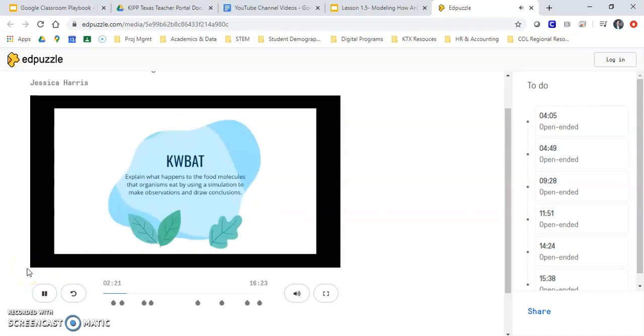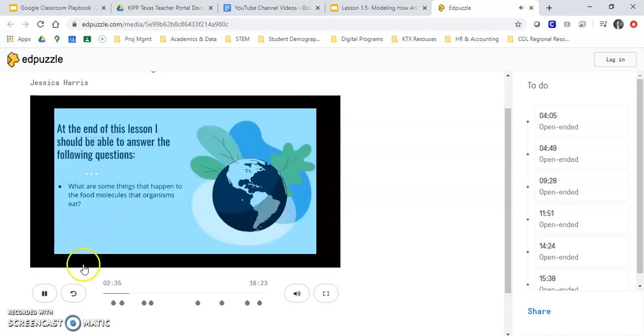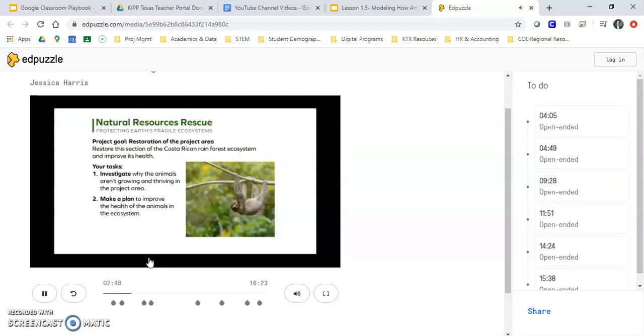So here's our aim for today. KIPPsters will be able to explain what happens to the food molecules that organisms or living things eat by using a simulation to make observations and draw conclusions. So by the end of this lesson, you should be able to answer the following question. What are some things that happen to the food molecules or food that organisms eat?